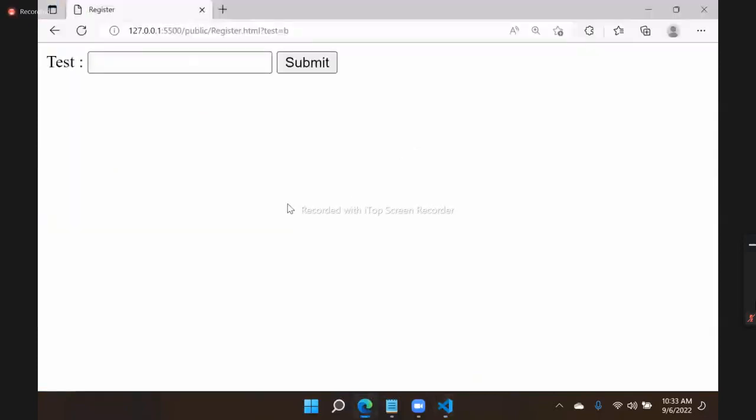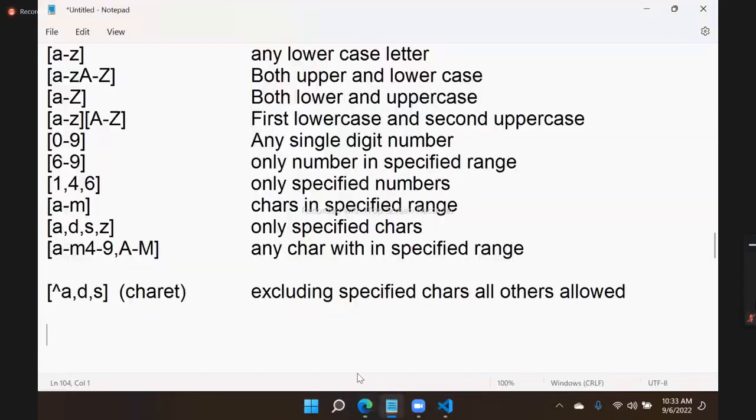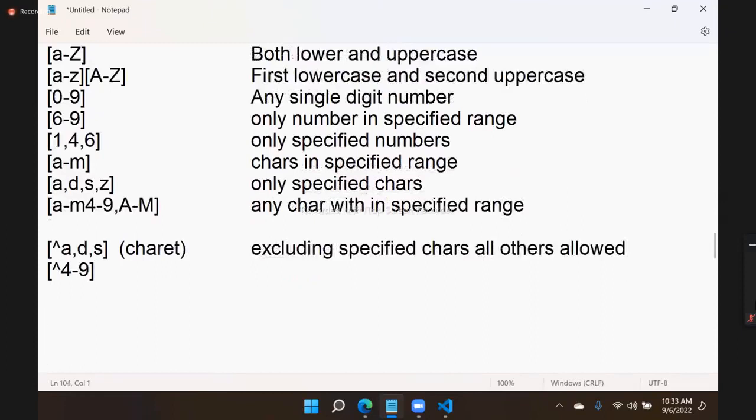Excluding. You can do that for numbers also. That means you can keep that excluding: 4-9. Other than 4 to 9, all are allowed. Right? So you can use combinations also.